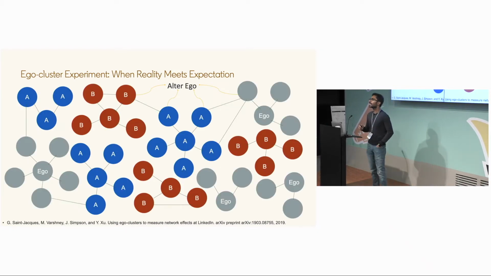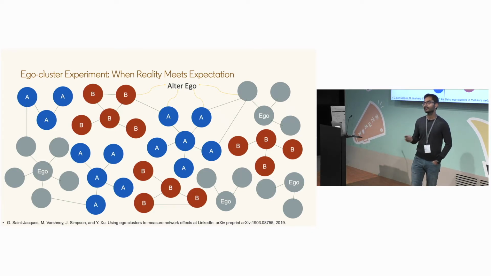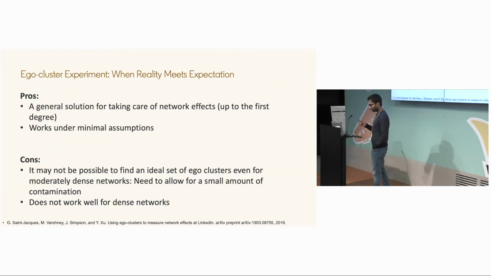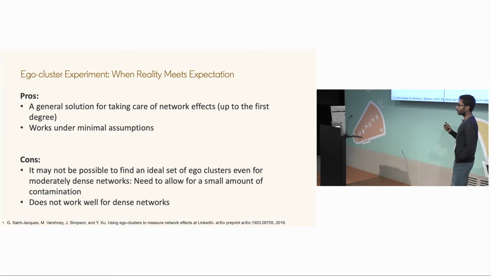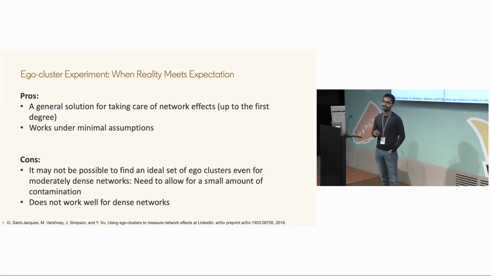If we do this, then it's a clean design, and if you take measurements, it's absolutely fine. But there are a few issues with that. First of all, this is a very general solution and works for all types of network effect, as long as you can do the graph clustering. But as the network gets more and more dense, it gets harder and harder to come up with these graph clusters. So in summary, it does not work well for dense networks.